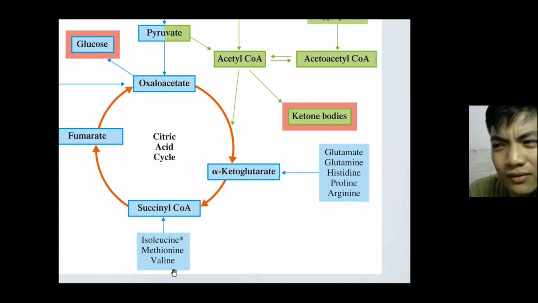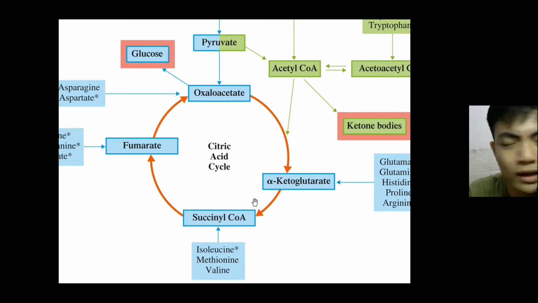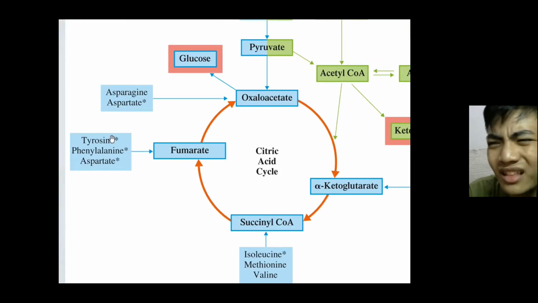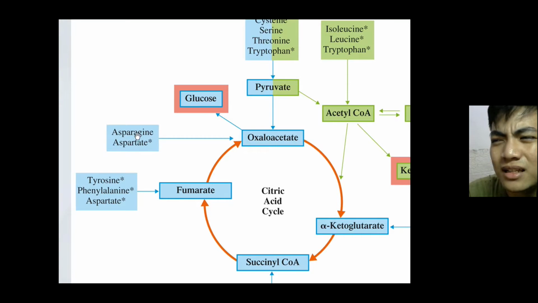Our isoleucine, methionine, valine, they all can be converted into succinyl coenzyme A, which will be directly used in the Krebs cycle. The tyrosine, phenylalanine, and aspartate, again aspartate, they can be converted into fumarate. Aspartate, we know that it can be converted to fumarate by urea cycle. Okay? So pag na-produce yung fumarate, directly, it can be used again in the Krebs cycle. And then lastly, the asparagine and the aspartate, it can be converted as well to oxaloacetate, okay, which will directly go into the Krebs cycle.